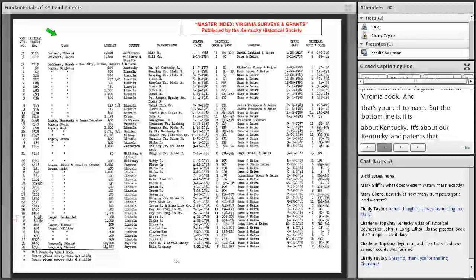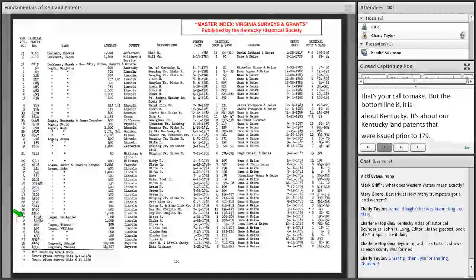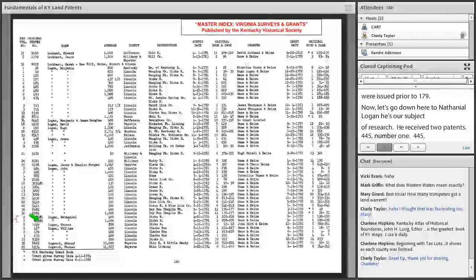All right, now let's go down here to Nathaniel Logan. He's our subject of research. All right, he received two patents, 445 number one, 445 number two. One was for 400 acres on Dix River, and the other one was for 1,000 acres on Dix River. Where can I see the records?